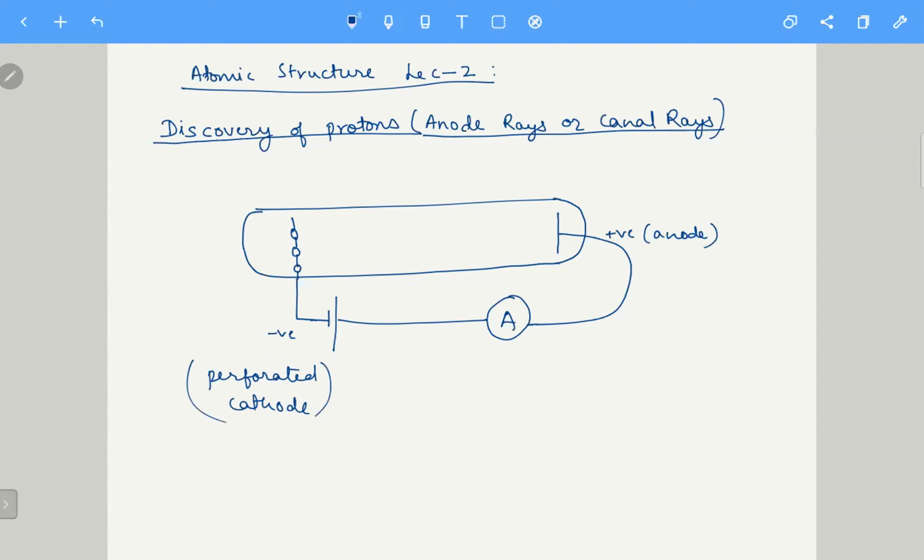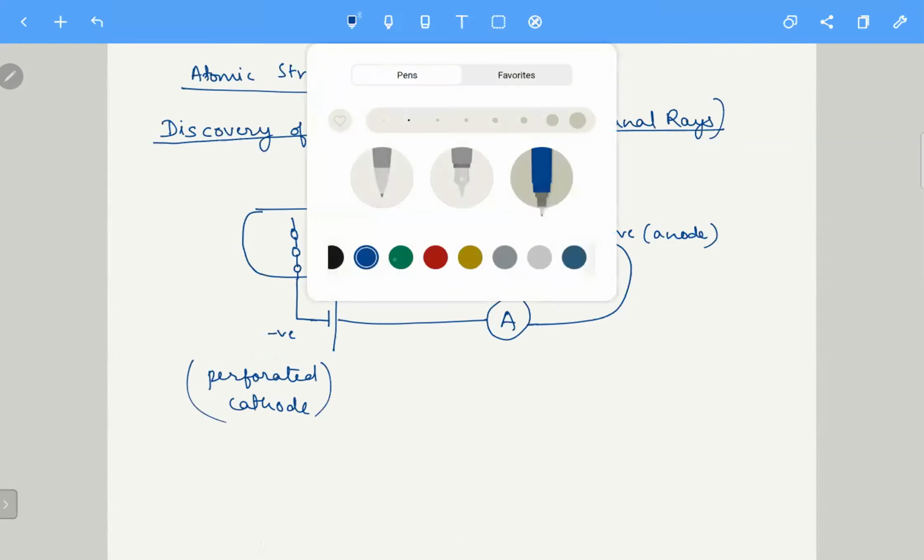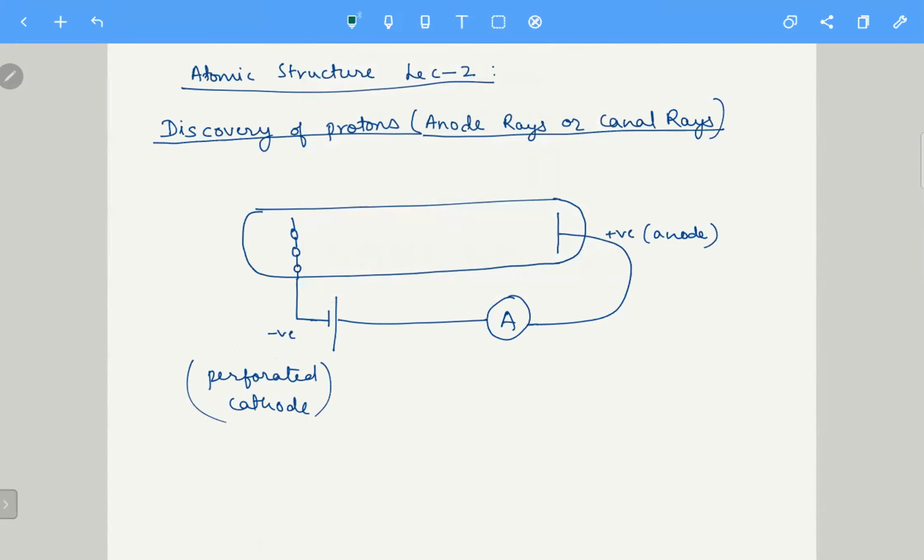If there are some particles traveling in the opposite direction, due to their kinetic energy, they will cross through these holes. And the cathode end was coated with a zinc sulfide screen, a fluorescent screen. What was observed was that a significant glow appeared on the fluorescent screen at the cathode end also.